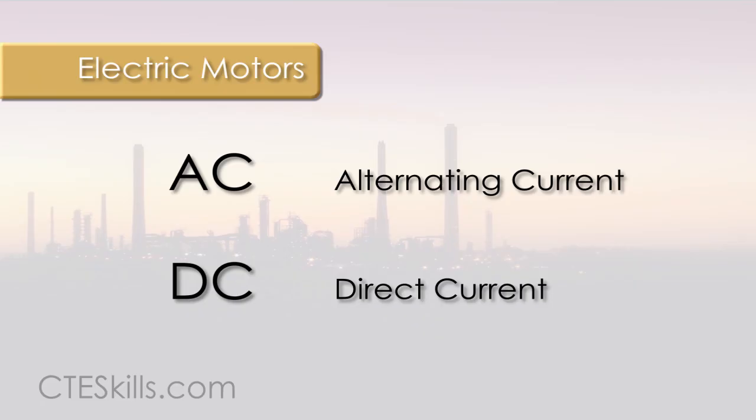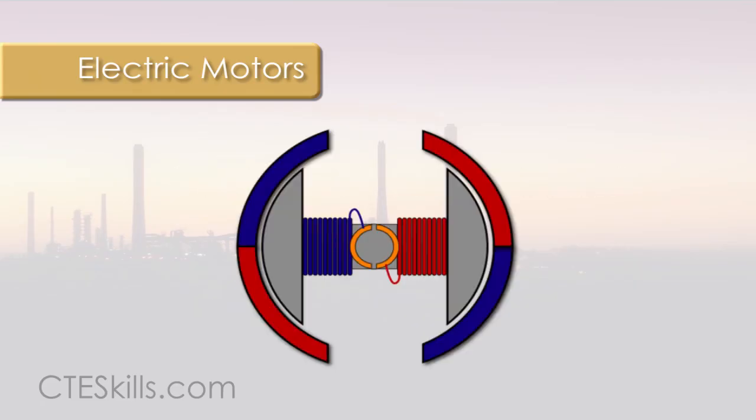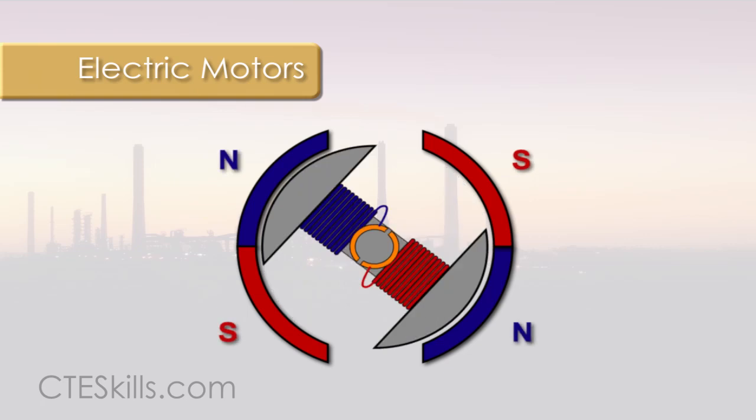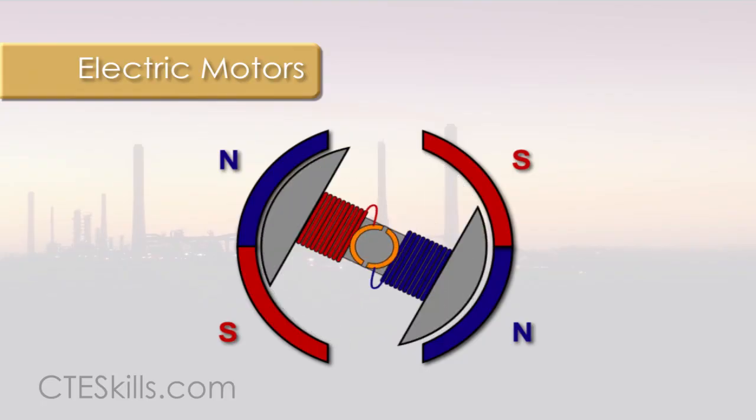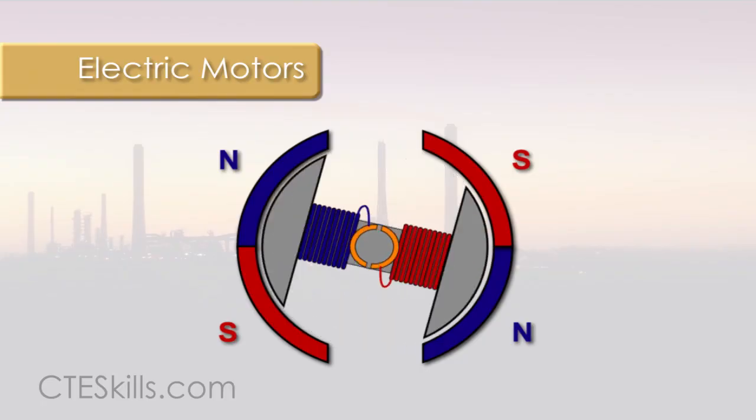AC and DC do have their differences, which will be discussed further in another procedure, but they both operate on the same basic principles, which are: 1. Electric current creates a magnetic field. 2. Opposite magnetic poles attract, and like magnetic poles repel each other. And 3. Current direction determines the magnetic poles.